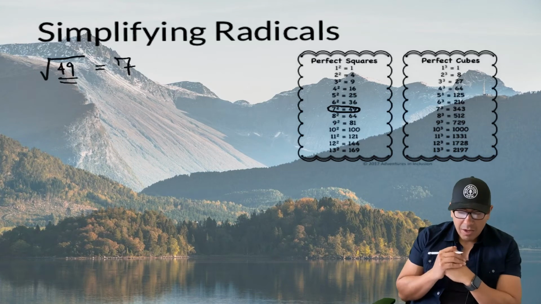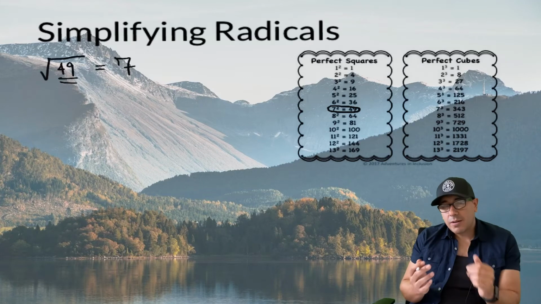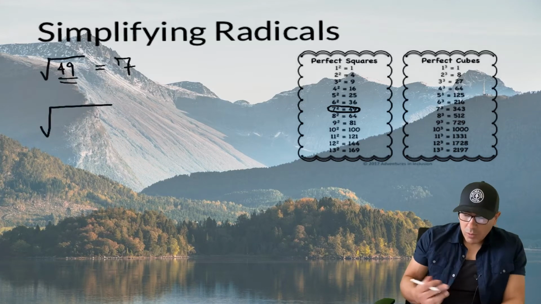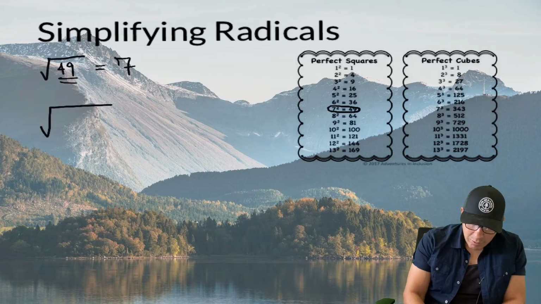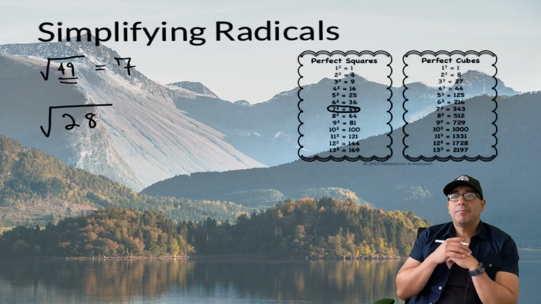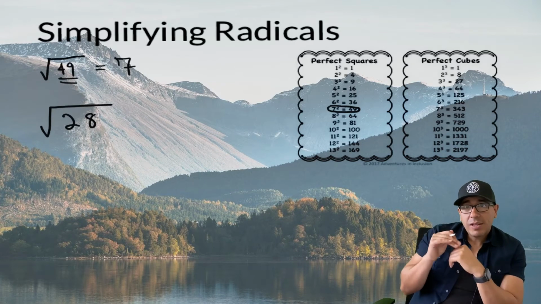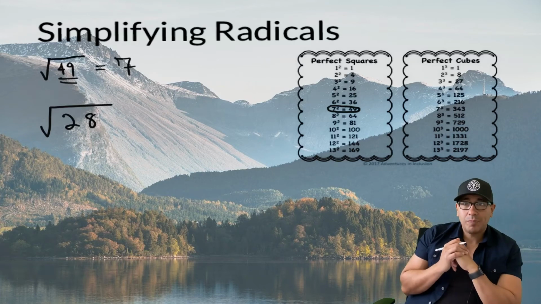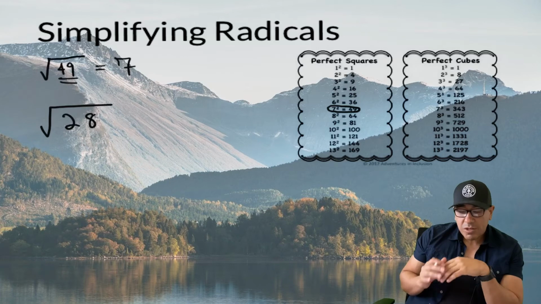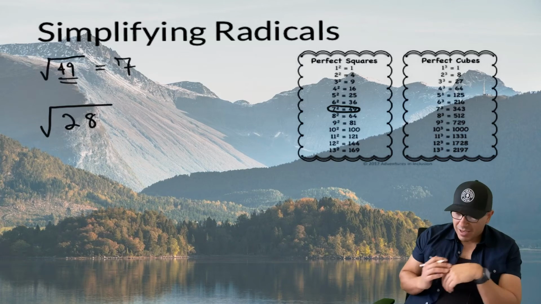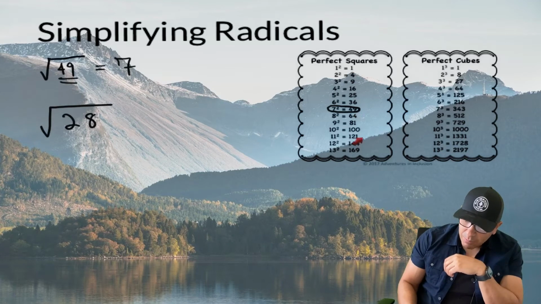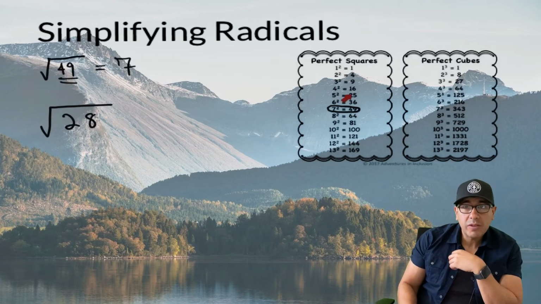All right, so the question comes is, well, what happens when we get something that's not so clean? So for example, what if we have the square root of, I don't know, let's say 28. If I plug in the square root of 28 in my calculator, it comes out to be a decimal. So what we're gonna do when we're talking about simplifying radicals is we try to break up this number, and we want to use these numbers over here. We want to use our perfect squares.